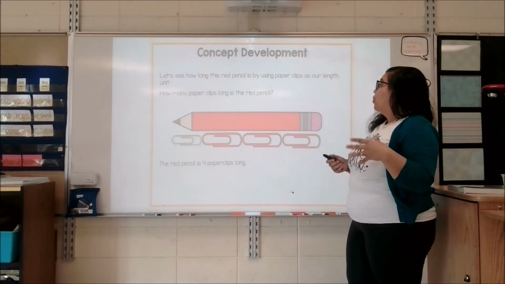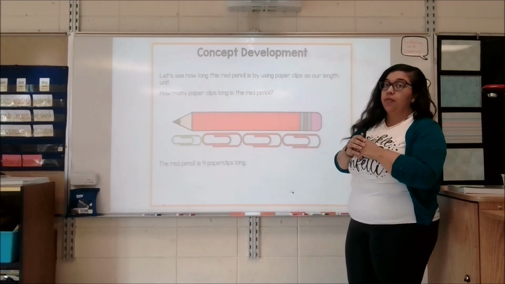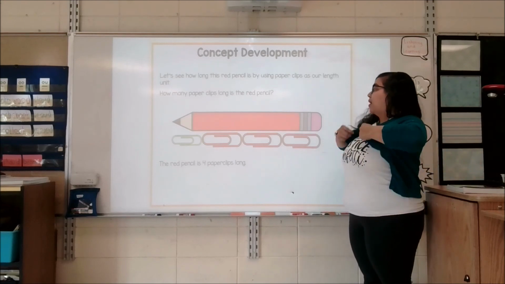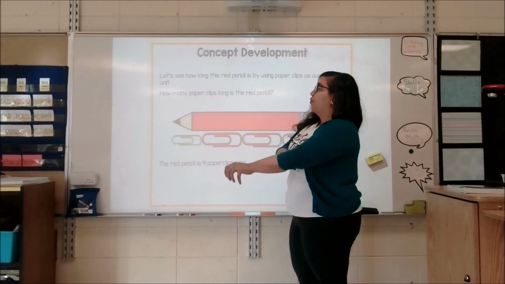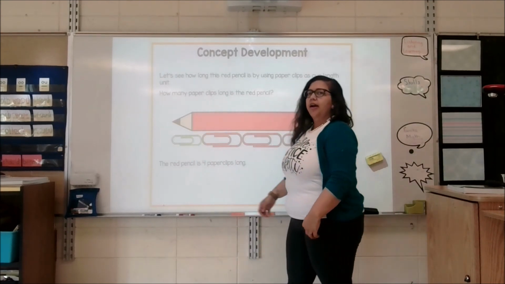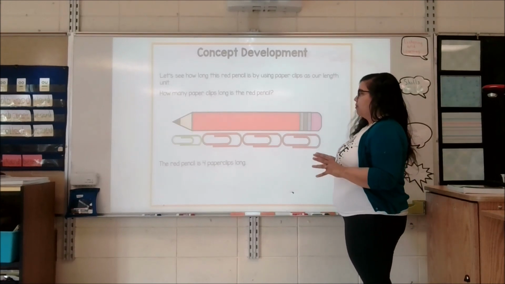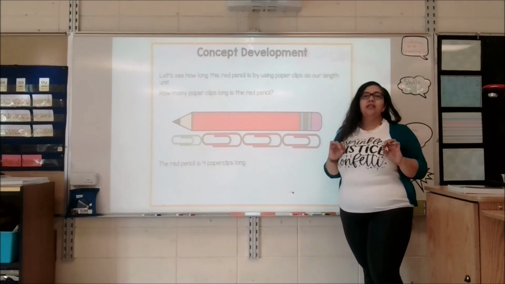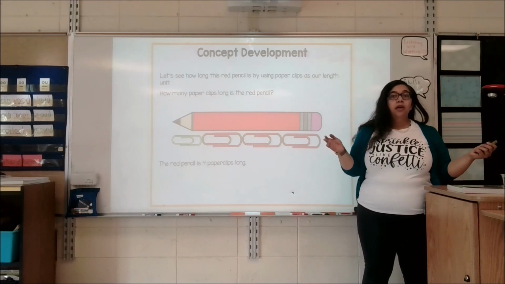Okay, so we're going to measure with paper clips today. Let's look at a few examples, and then we'll work through some together in our book. You should have yours by now. Okay, so we have a red pencil, and we have lines and paper clips underneath it, and they go from the beginning of the pencil to the end of the pencil, right? Yeah, there's no gaps, there's no overlaps, so let's count and find out how many paper clips long this is. 1, 2, 3, 4. The red pencil is 4 paper clips long. Seems easy enough to me.